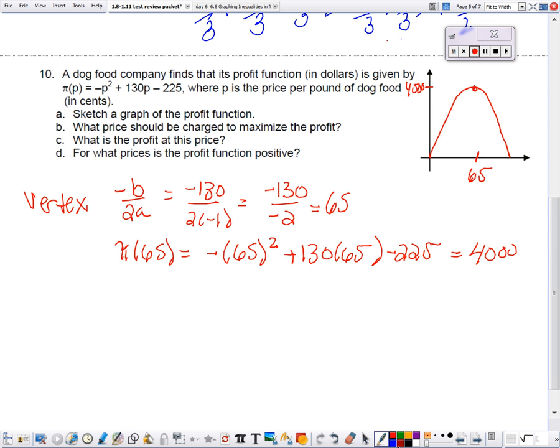So what price should be charged for a maximum profit? Well, that's the maximum right here, so $65. What is that profit? That's our y value, it's 4,000. And for what values is the profit function positive? So I need to know the two x-intercepts.